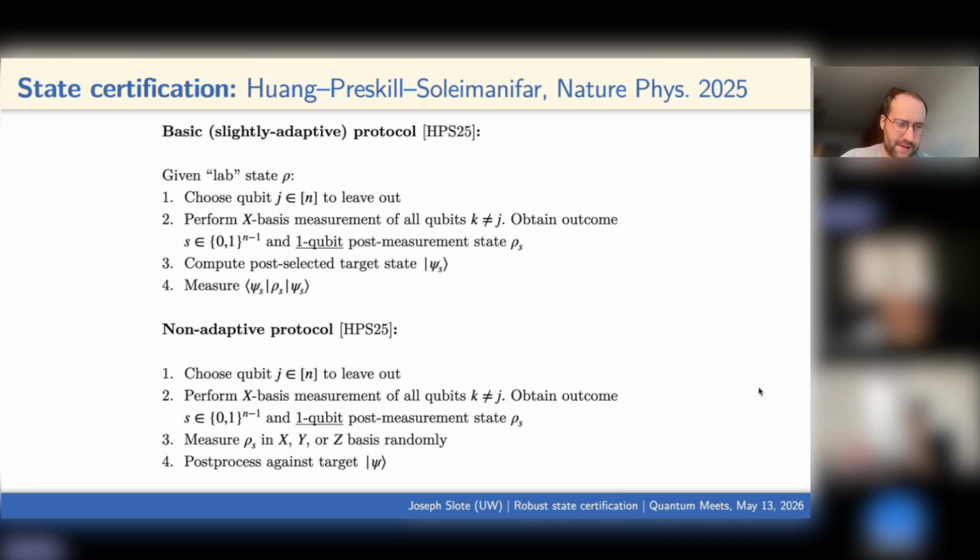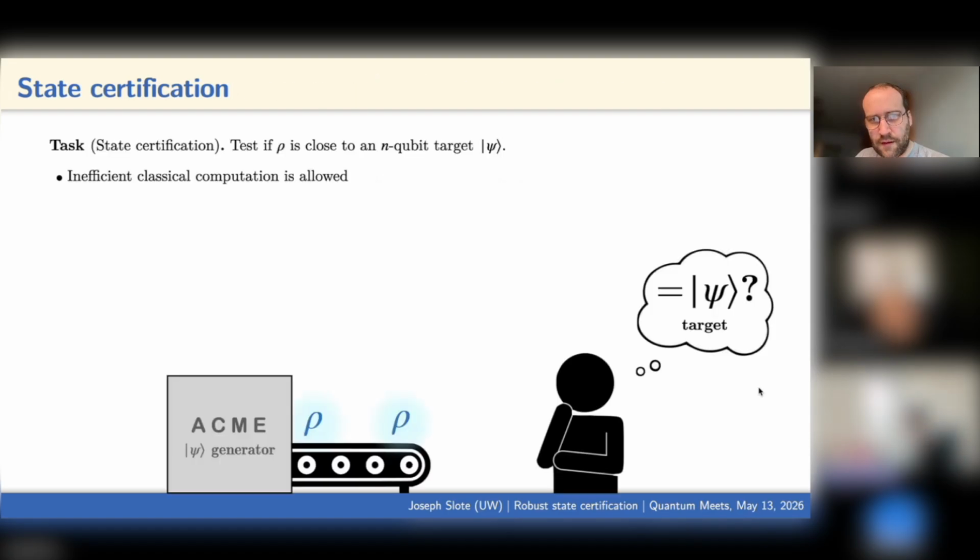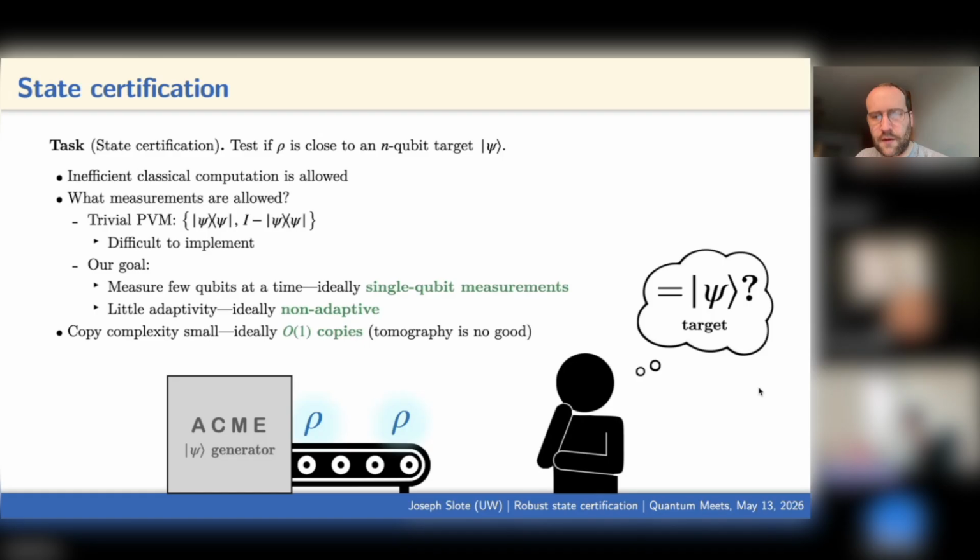Okay, so these are the basic protocols. Now, I want to talk about the actual performance that this protocol gets. Sorry, if I can interrupt very quickly, just to get the setting right. At the very beginning, are you assuming anything like this rho can even be a mixed state, or are you assuming something besides that? Rho can be mixed. Okay, and the psi is just some given n-qubit pure state.